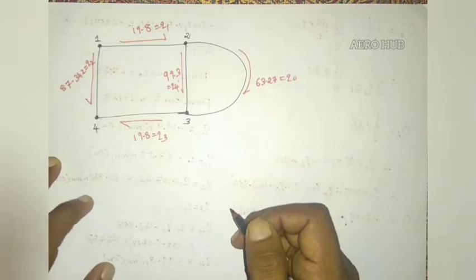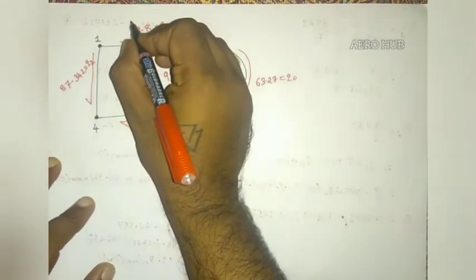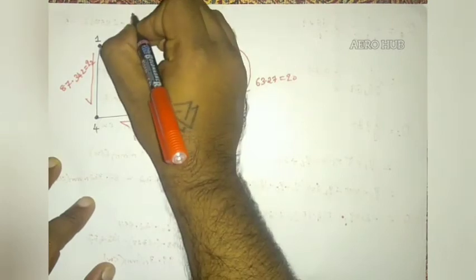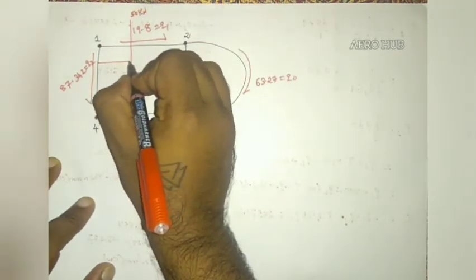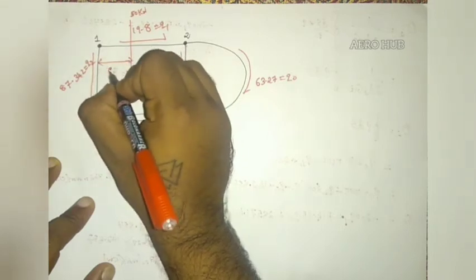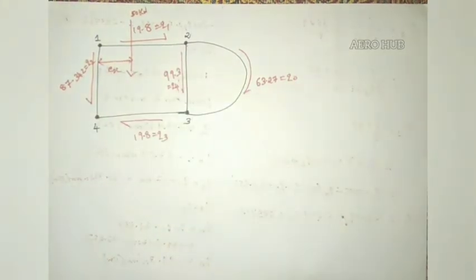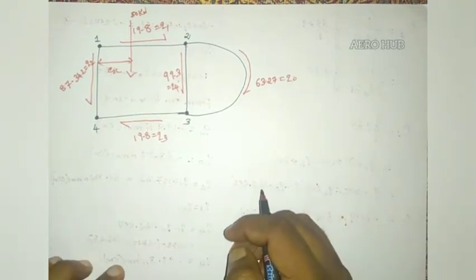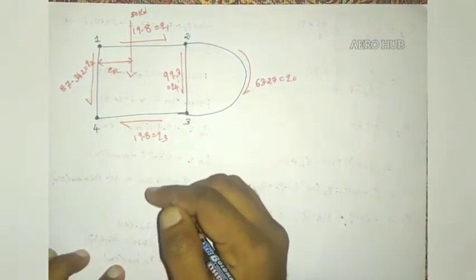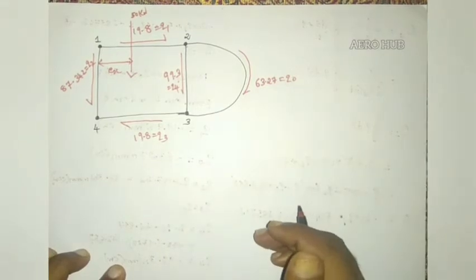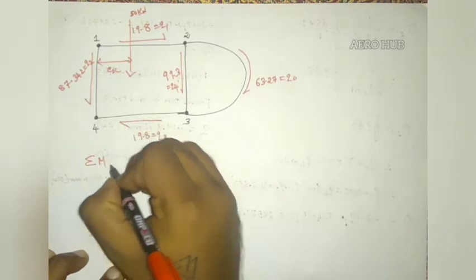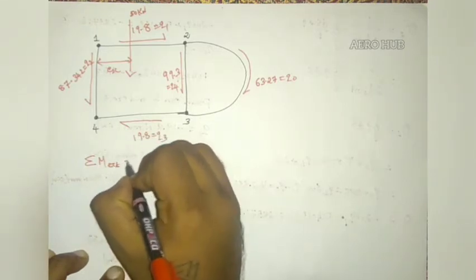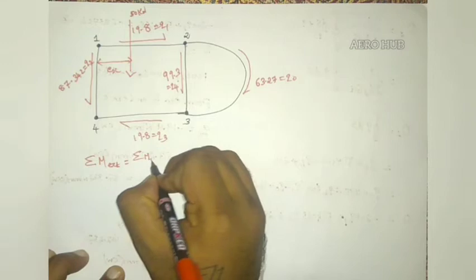To find out the value of shear center, I apply the load of 50 kilonewton at shear center, and the distance from this web will be the shear center. Okay, now we have to find out the value of shear center, we have to apply the moment equilibrium, that is summation of moment external will be equal to summation of moment internal.